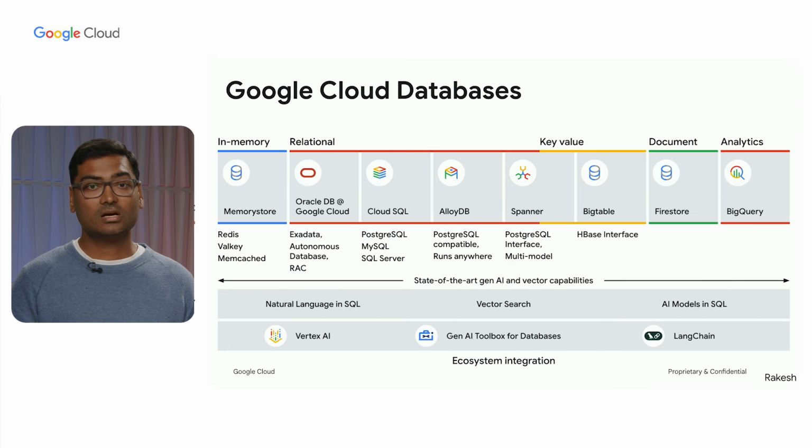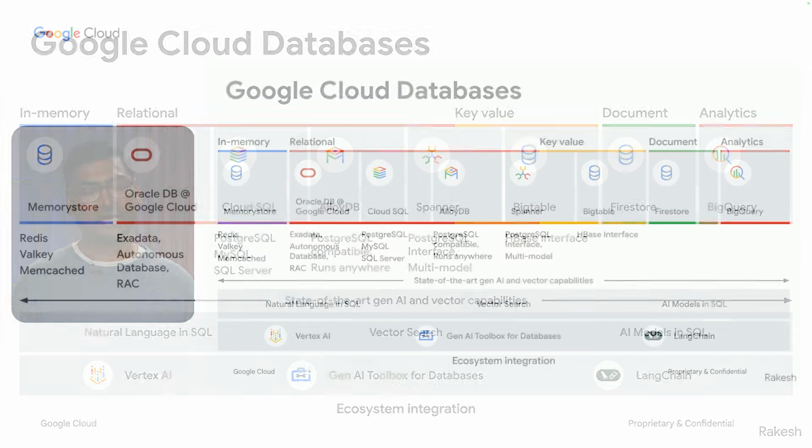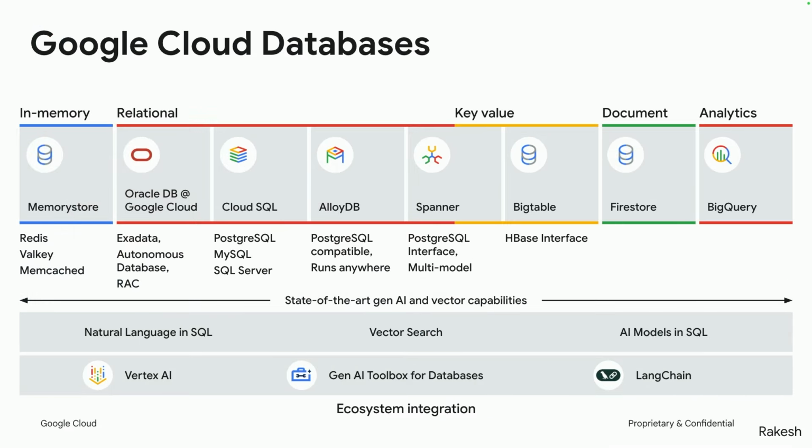All these databases are built for developing state-of-the-art GenAI applications. All of these databases support vector search, and our Vertex AI platform, along with LangChain support, gives you a very good ecosystem to build your GenAI apps.